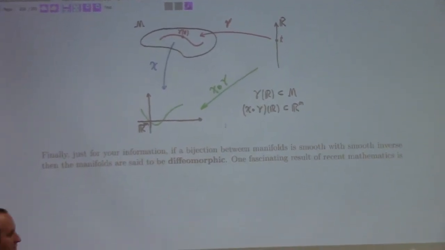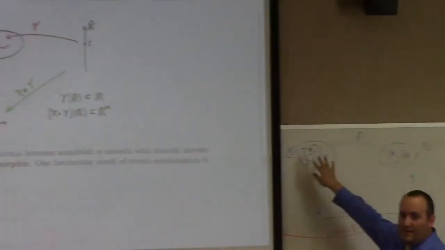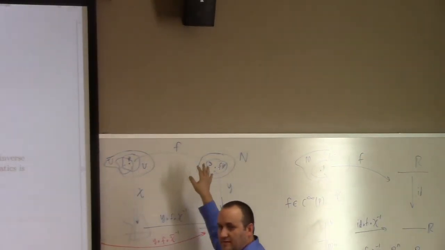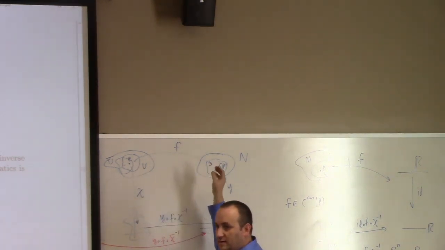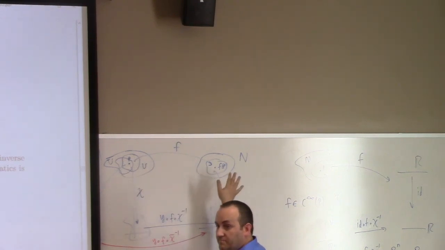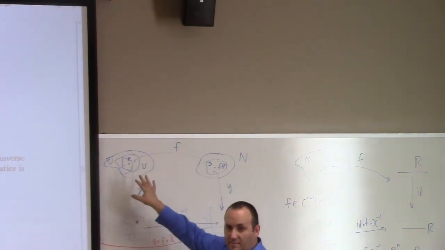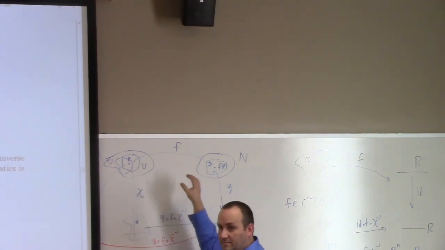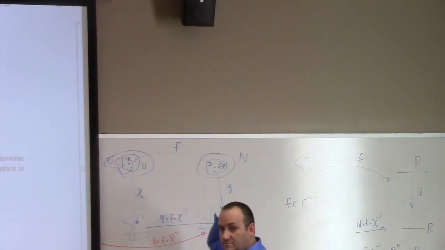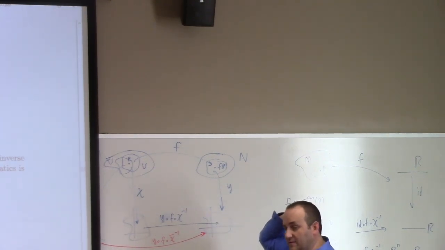One of the interesting things you might say, if you have a function f like this, and it's smooth, if you have a smooth map from M to N, and it's also a bijection, and it has a smooth inverse, then f is what's called a diffeomorphism. And then these two manifolds essentially have the same manifold structure. Like circles to ellipses, for instance. Yeah, circles to ellipses. Sure.